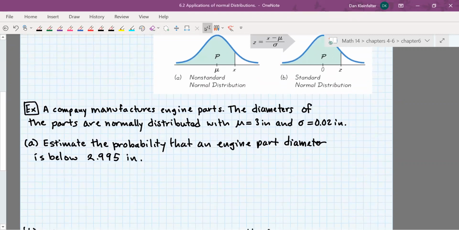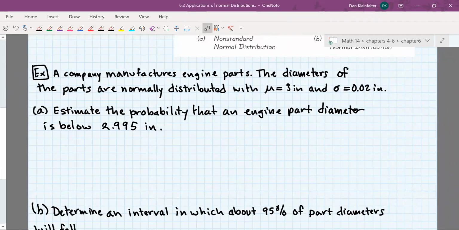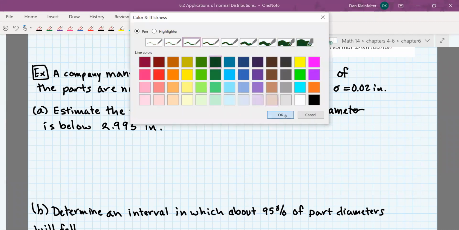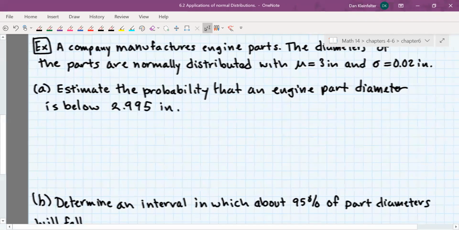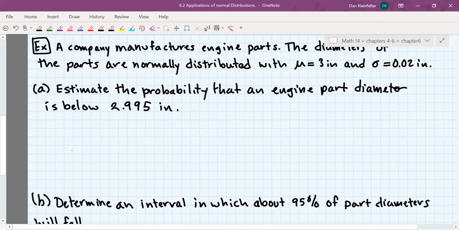So let's try it on this example. Here it says a company manufactures engine parts. The diameters of the parts are normally distributed with a mean of 3 inches and a standard deviation of 0.02 inches. If we select a part at random, we want to know the probability that that engine part is below 2.995 inches. So it's going to be important to make a little picture.